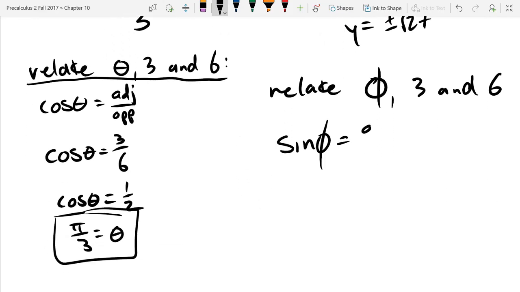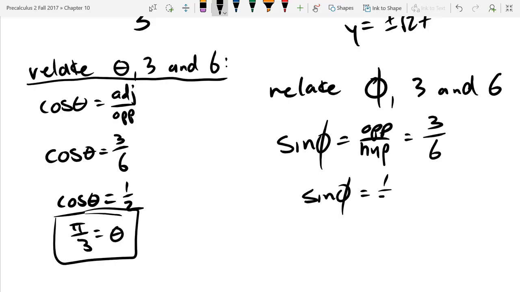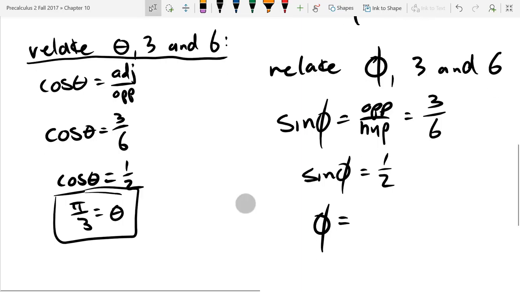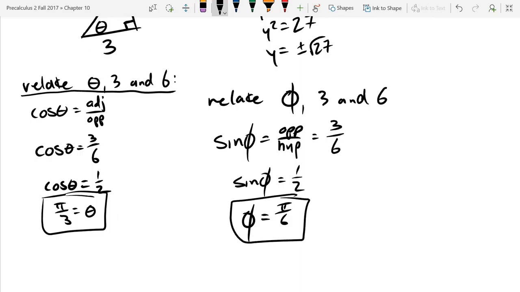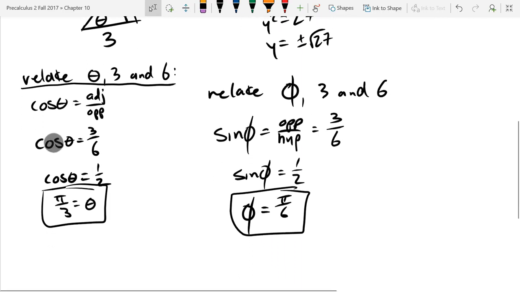Sine phi is opposite over hypotenuse. Opposite was 3, hypotenuse was 6. So sine phi equals 1 half. So what angle is phi? That'll be pi over 6. So we got our pi over 3, our pi over 6.